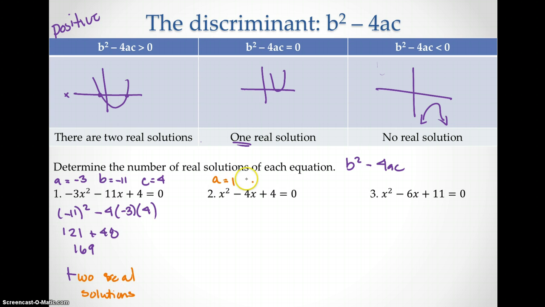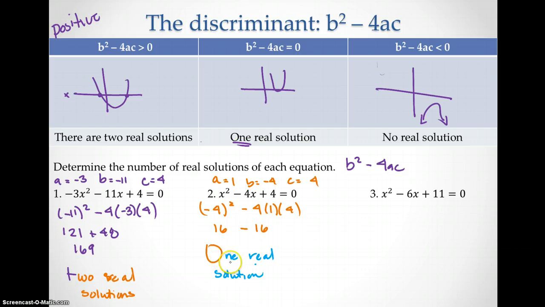Your a is 1, b is negative 4, and your c is 4. And plug only into b squared minus 4ac. Negative 4 squared is 16 minus 16, and you get a 0 for that one. And when you get 0, you have 1 real solution. Okay, last one.